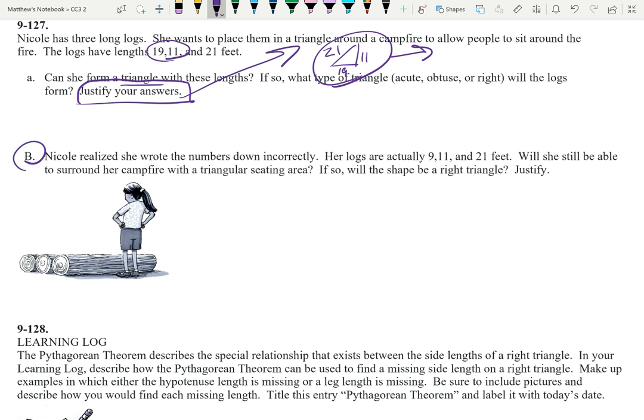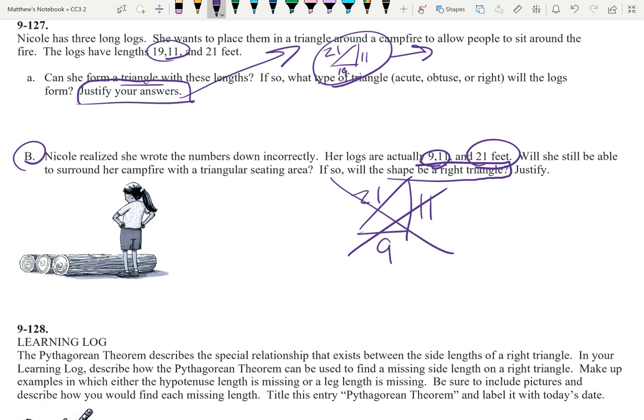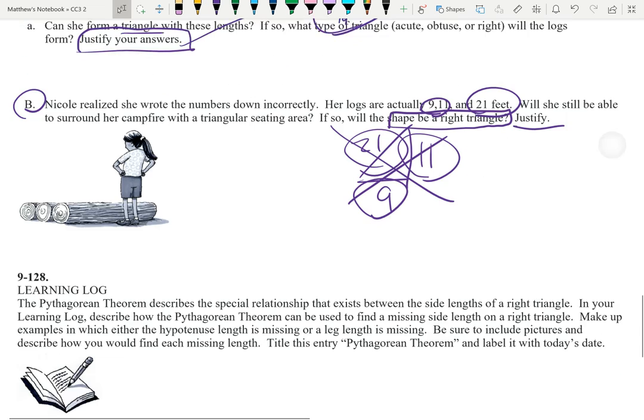And then B, it says Nicole realized that she wrote the numbers down incorrectly. Oh, come on, Nicole. Her logs are actually 9, 11, and 21 feet. So again, we could draw a diagram. If we had 9, 11, and 21 feet, is this possible to make a triangle, or would it not? And then finally, would this shape be a right triangle? So using Pythagorean theorem, would this be a right triangle? Go ahead and justify your answer.